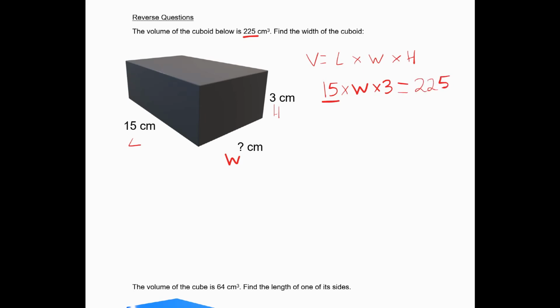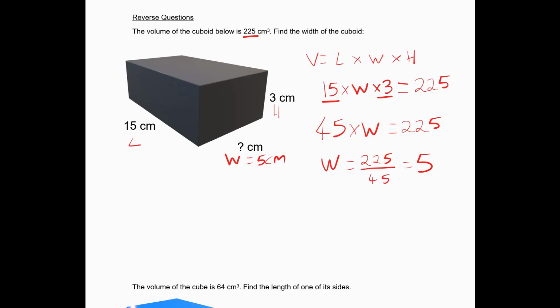Now on the left hand side I've got 15 times W times 3, which I can do as 15 times 3. So 15 times 3 is 45, and then I'm timesing by W, and that will give me 225. Now to get W on its own, I need to divide by 45. It is the opposite of timesing by 45. So W is 225 divided by 45. And you can work that out on your calculator with a bus stop, and you'll end up with 5. So the width has got to be 5 centimeters.